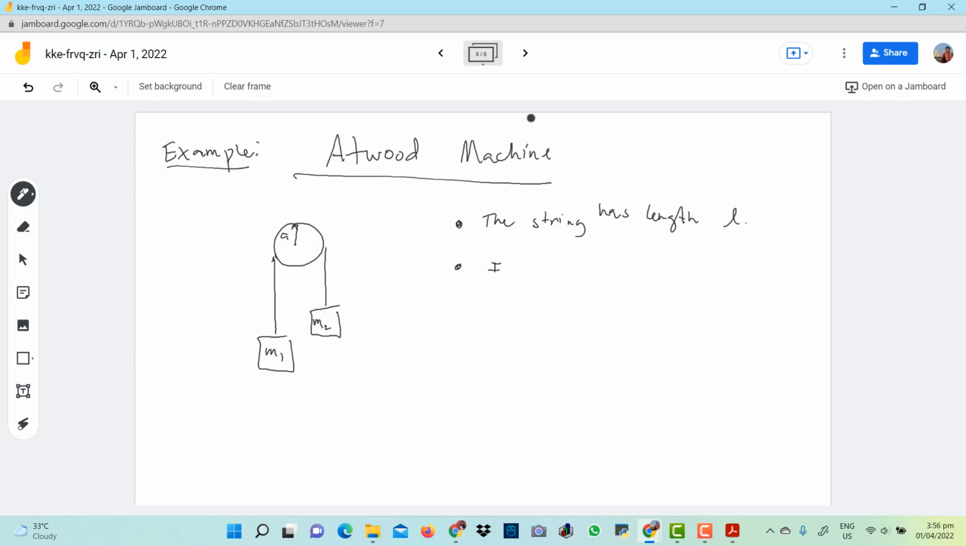We also have this I, since there is this rotational motion of the pulley. Again, I included the pulley in my system. There will be this so-called I, and this I is called the moment of inertia. The rotational analog for mass is I, the moment of inertia. The pulley rotates appropriately.